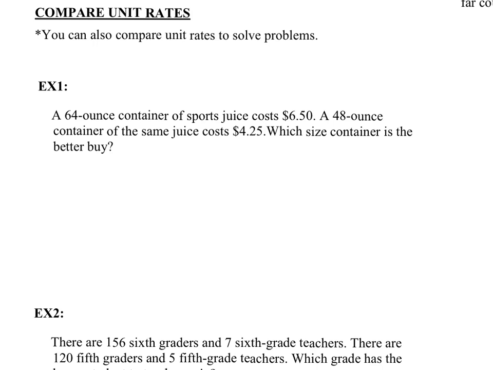Now, you can also compare unit rates to solve problems. So for example, if a 64-ounce container of sports juice costs $6.50 and a 48-ounce container of the same juice costs $4.25, which size container is the better buy? The way we would determine this is take the amount of money, the $6.50, and we put it over the 64 ounces.